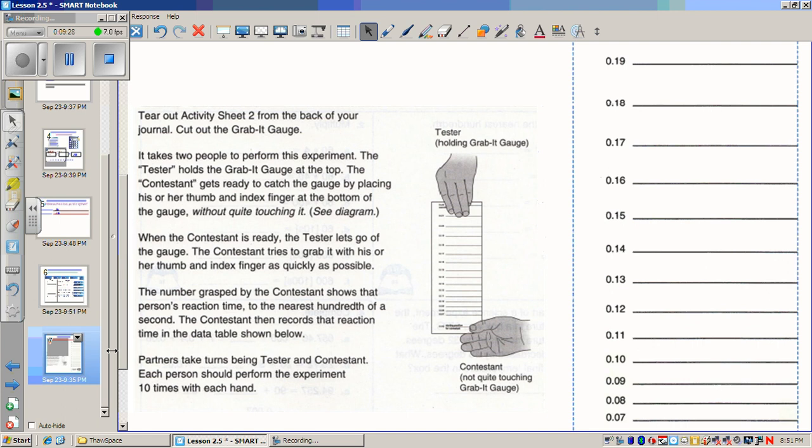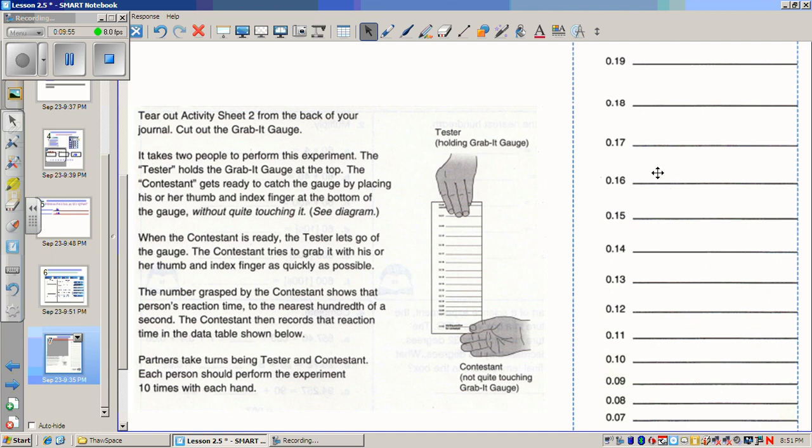You can't touch it, but you keep your fingers really close and they drop it and you try to catch it. The number grasped by the contestant shows that person's reaction time to the nearest hundredth of a second. Okay? So partners take turns being the tester and the contestant, and each person should perform the experiment 10 times with each hand. So you get to do both hands. And here's what it looks like over here.